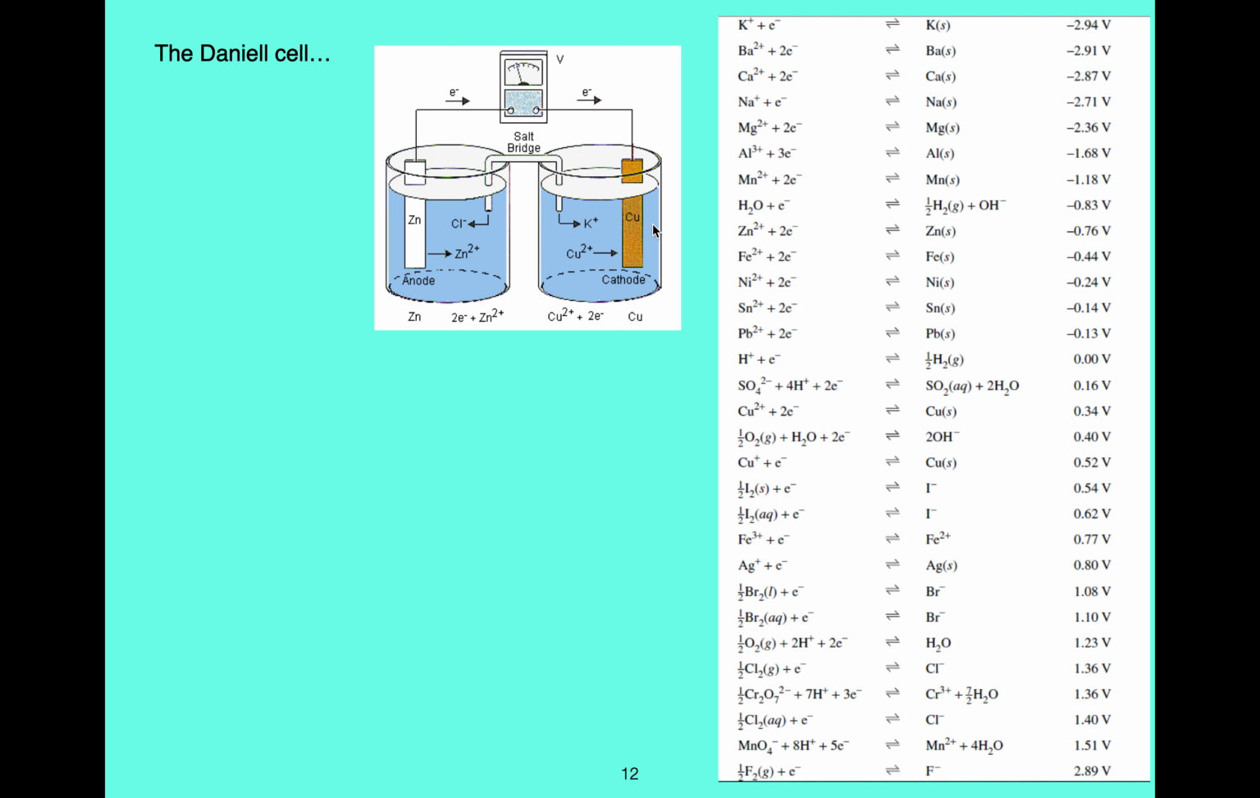This is why, because there's electrons at the copper, it's often called the cathode, and the place where the electrons are made is called the anode. I would call this the negative pole of the cell, and the copper is the positive pole.